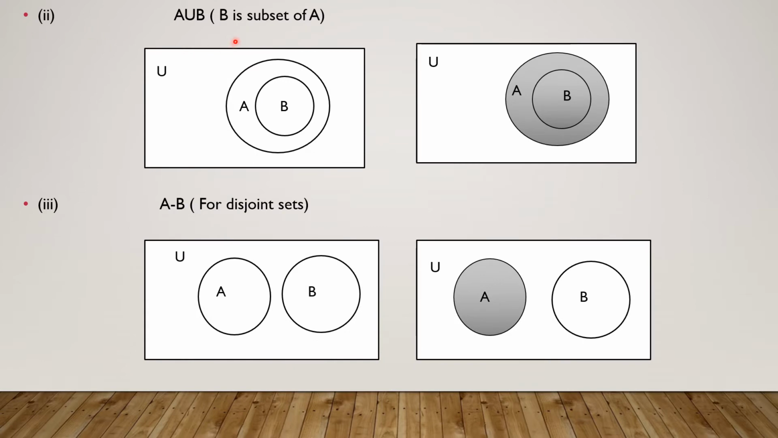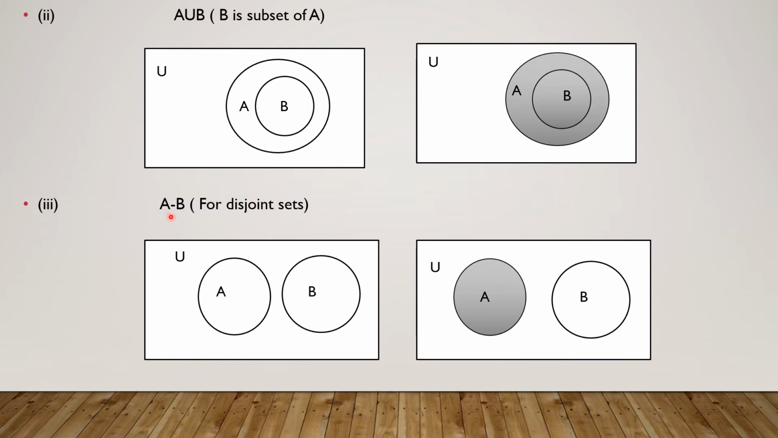Part number 2 is A union B. You have to shade A union B, where B is a subset of A. This diagram is given in your question. You can see here two circles. B is in the smaller circle, which shows that B is a subset of A. Now the question is to shade the portion of A union B. What is the meaning of A union B? A union B means all the elements of set A and set B. So the Venn diagram shows that we take the whole portion of A and B. Since it is union, we have to shade all the portion of sets A and B, as in union we take all the elements of sets A and B. So here I shaded the whole portion of set A and set B.